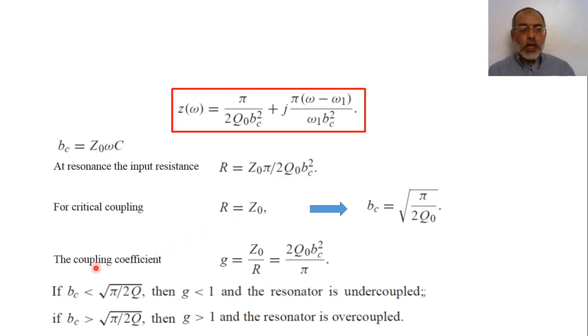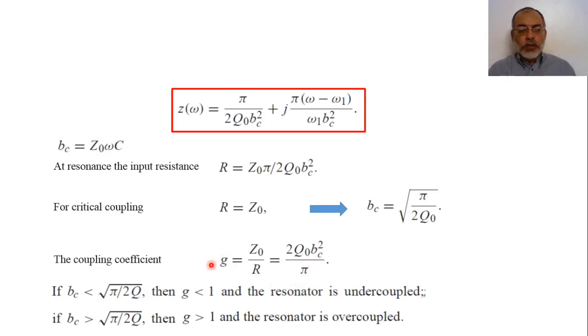On the other hand, the coupling coefficient can be defined as follows. Because here this is a series RLC circuit, the coupling coefficient g is Z0 over R, as we mentioned in the previous video for the case of the series RLC circuit. And the value of R is Z0 pi over 2Q naught BC squared. So the value of the coupling coefficient g is simply 2Q naught BC squared over pi.